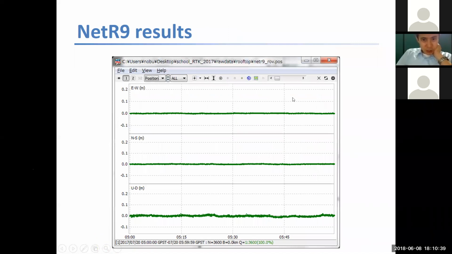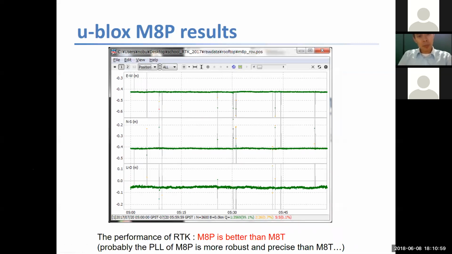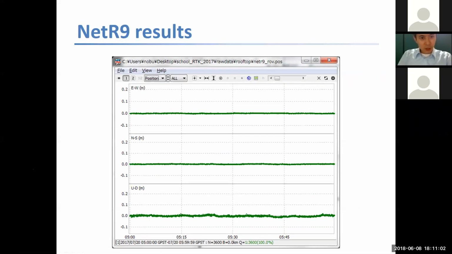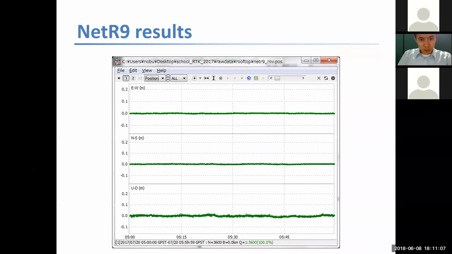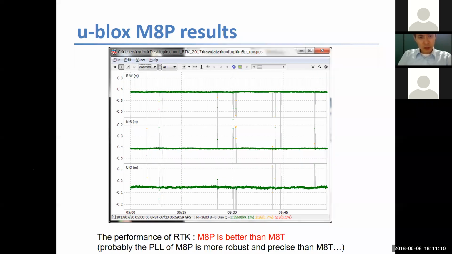So this is the NetR9 RTK result. Of course, 100% fixed rate and no long fixes. The accuracy is probably within several millimeters in horizontal, and even in altitude, maybe several millimeters standard deviation. These results show the difference between a very low-cost receiver and a survey-grade receiver. There is still a difference, even in open sky conditions. So I would like you to remember that.